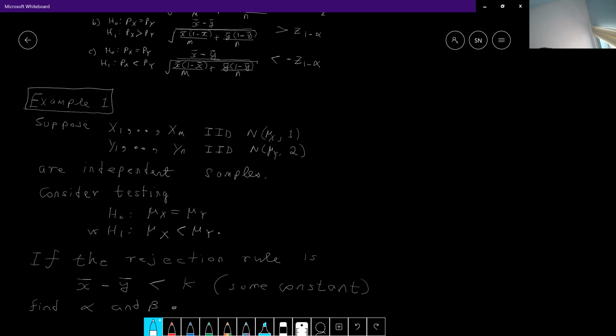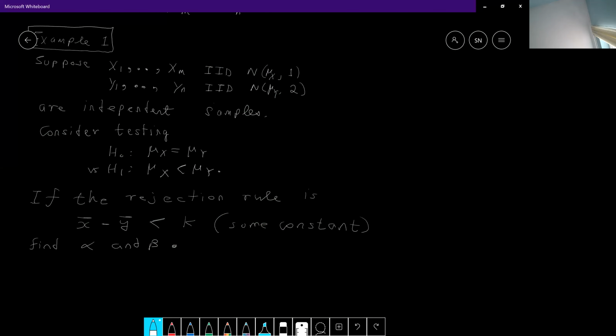the question is this: if the rejection rule is that x bar, the sample mean for the first sample, minus y bar is less than a constant k, then find alpha and beta. Okay, so alpha, remember, alpha is the probability of type 1 error and beta is the probability of type 2 error. So let me first start with alpha.